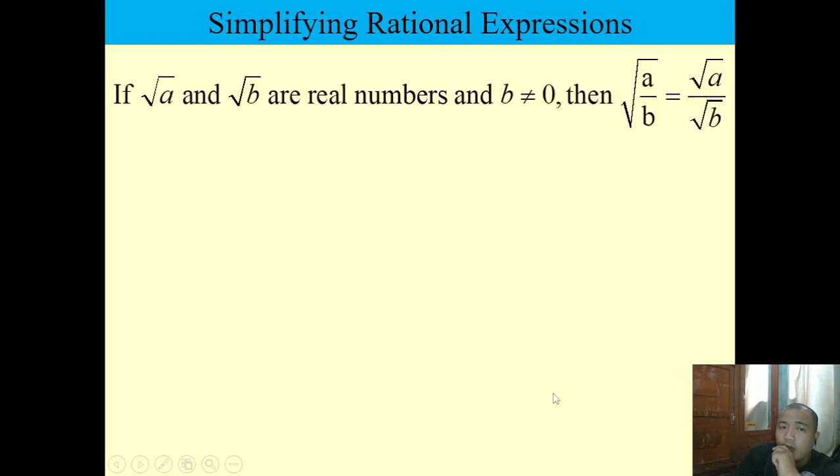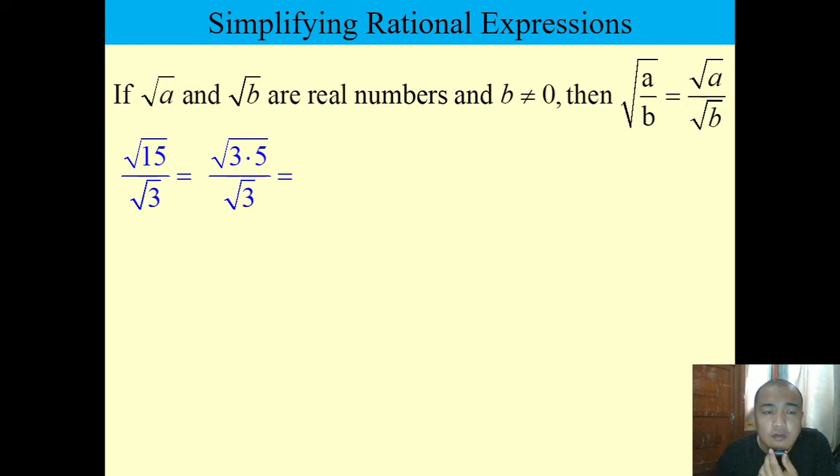So if square root of a and b are real numbers and b is not equal to 0, then square root of a over b is equal to square root of a over square root of b. Okay, more examples on quotient. What is square root of 15 over square root of 3?